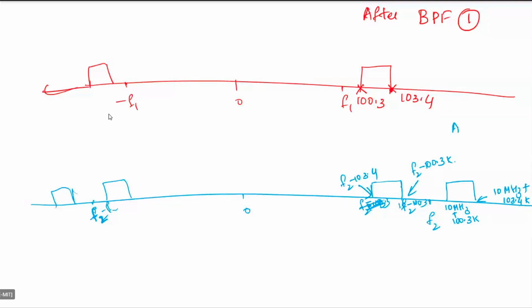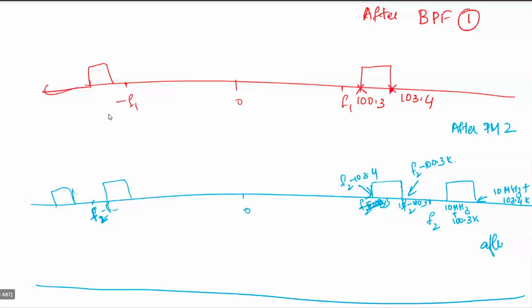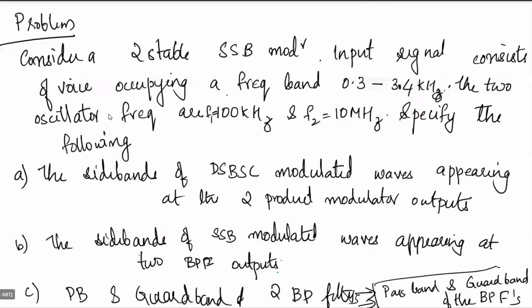So now you have, after bandpass filter 2, here also I am assuming that I am selecting the upper sideband. So this will be my 10 megahertz plus 103. So this will be the spectrum after the bandpass filter 2. So now our question is, these A and B we have drawn. Now we need to know the pass band and the guard band of the two bandpass filters.